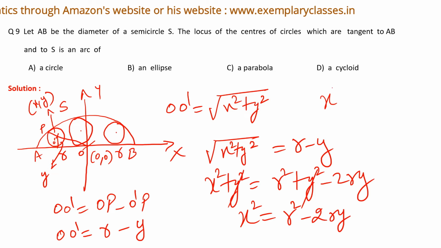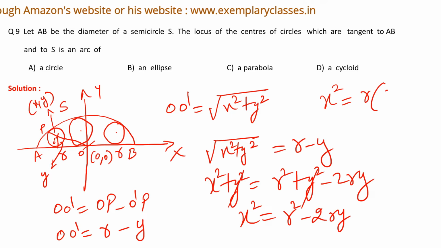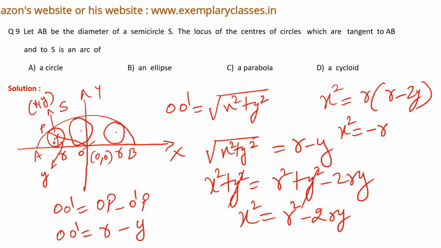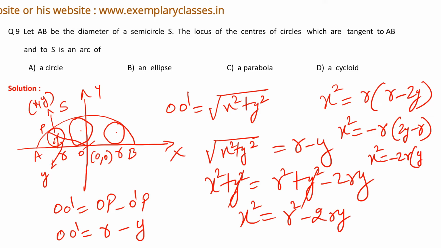Now x square becomes how much? If I take out r common from the right hand side, it becomes r into r minus 2y. We can further write this as x square equal to minus r into 2y minus r. Or we can also write x square equal to minus 2r, inside the bracket, y minus r by 2. Now students, you can clearly see it is going to represent a downward parabola.